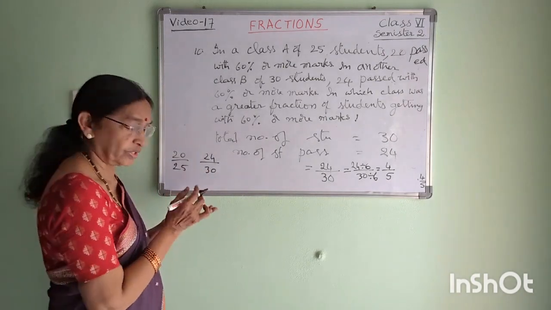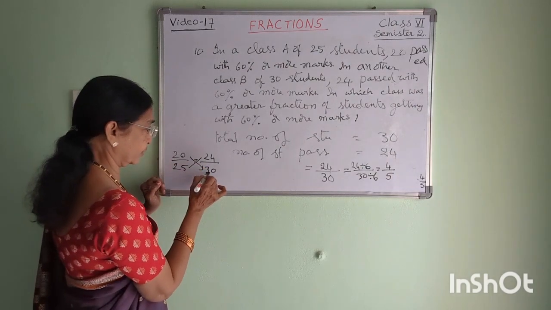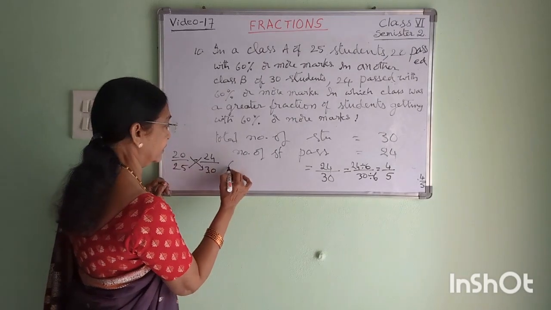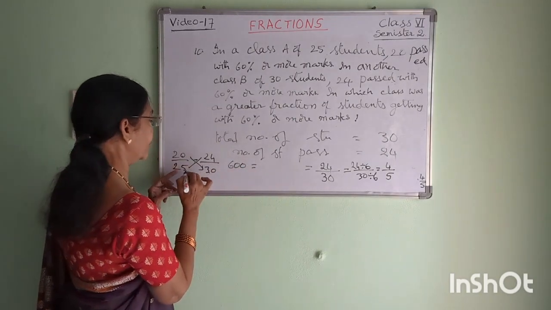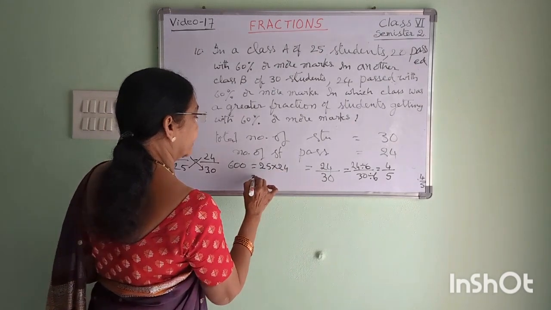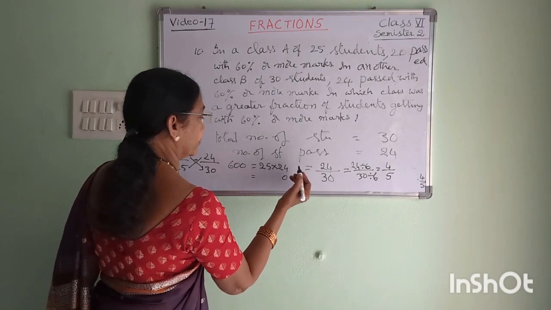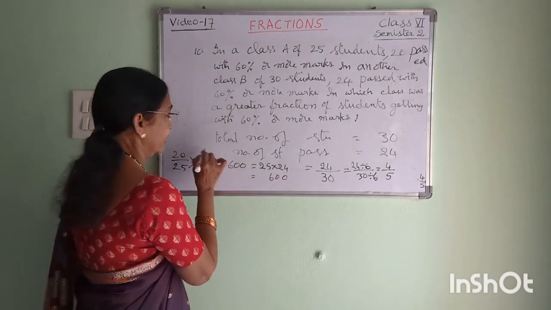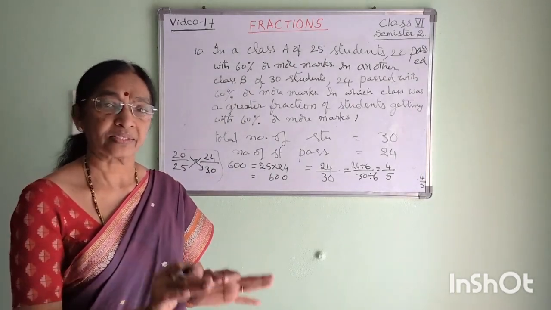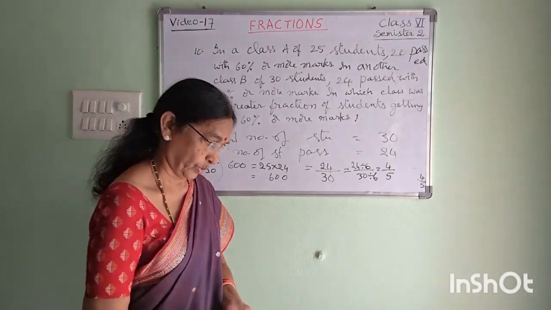So if they are equal, the cross products must be equal. Therefore 20 into 30 is 600. 20 into 30 is equal to 25 into 24. 25 into 24: 25 fours are 100, 25 twos are 50, so 50 plus 10, 60. 600. Therefore, both the ratios are equal. Both the classes have the same fraction of students who got 60% or more.